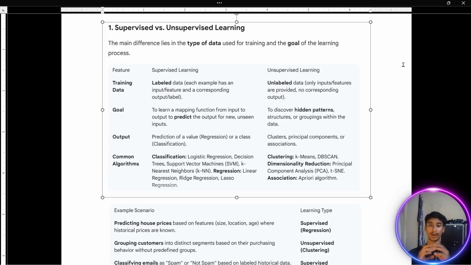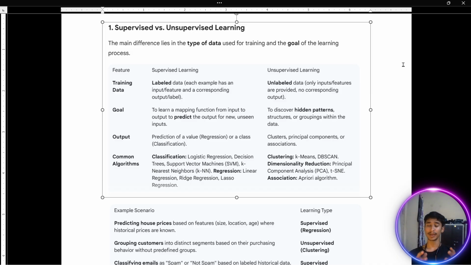Now, the goal in supervised learning is to learn a mapping function from input to output to predict the output for new unseen inputs. Whereas in unsupervised learning, it is to discover hidden patterns, structure, or groupings within the data. Now, discussing the output: prediction of a value, that is regression, or a class, that is classification. Whereas in unsupervised learning, we are making clusters, principal components, or associations.